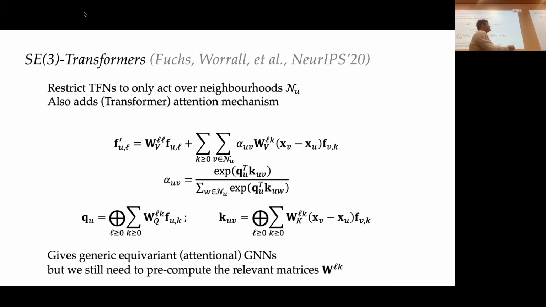So this SE3 transformer paper is a really good read if you want to learn more about these kinds of things, because it generalizes graph neural network ideas to arbitrary order tensors. Here you have L as the tensor order of your features, and it computes query vectors, key vectors. So it's very familiar to those of you who have done transformers.